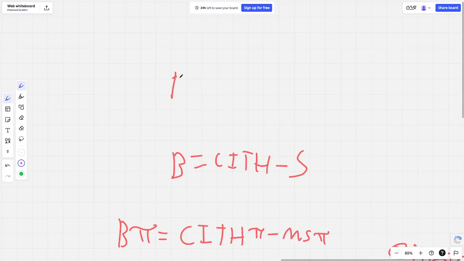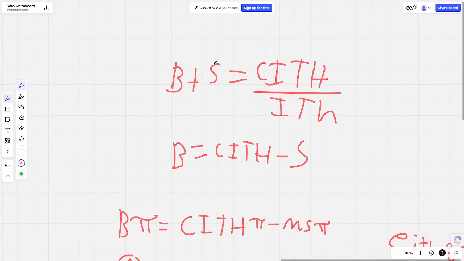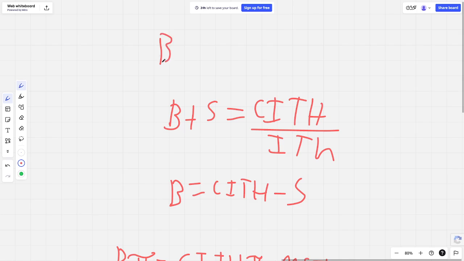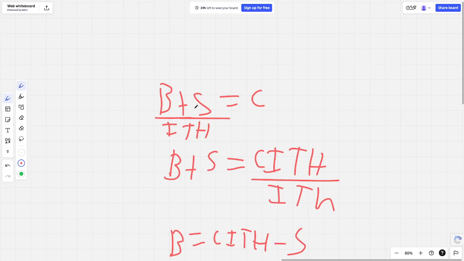So we can add s on both sides. Blueberry plus s equals CITH. And then you can divide by ITH. And what you get is, wait, what did I do here? Oh, yeah. B plus s equals c, and then divide the b plus s by ith. And then now we have a b plus s. Wait, did I say bts? I don't know. B plus s divided by ith equals c.